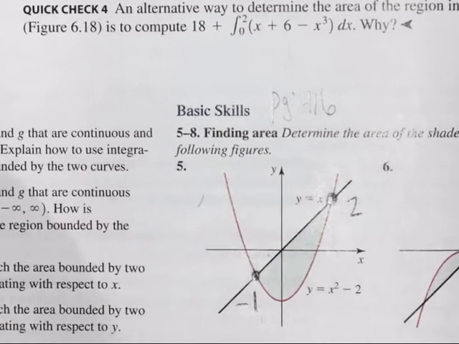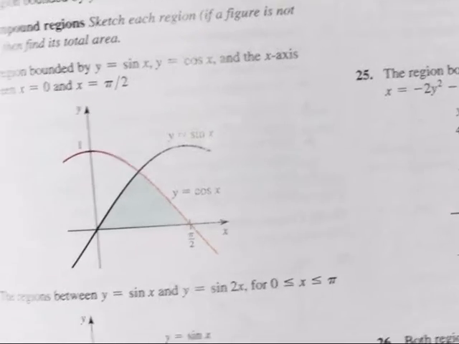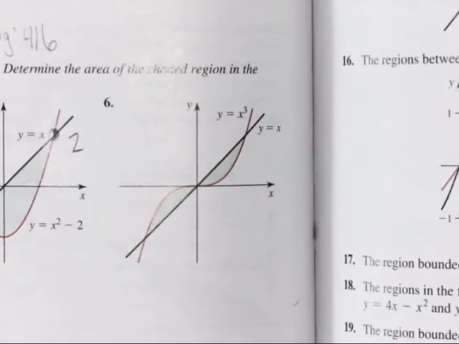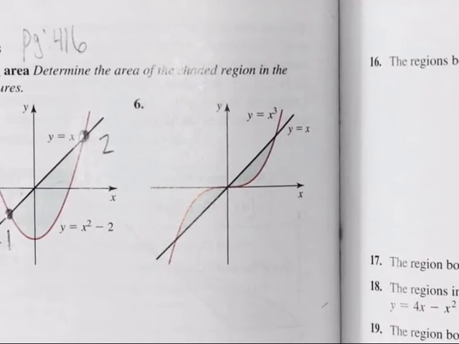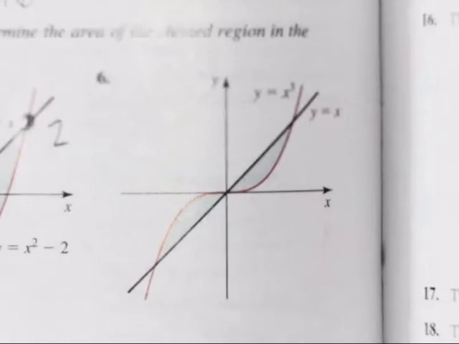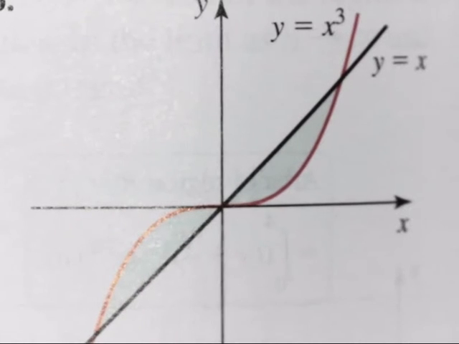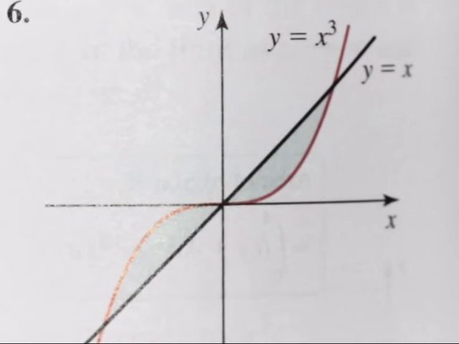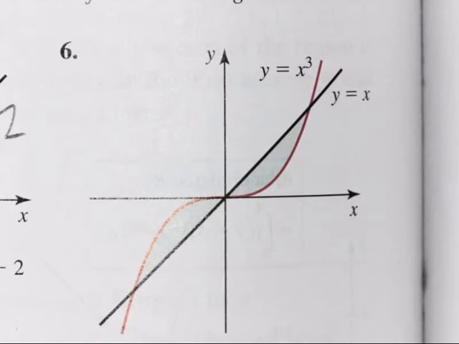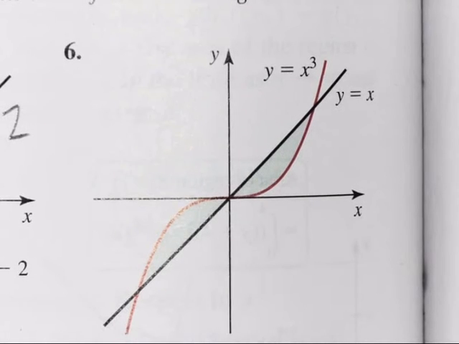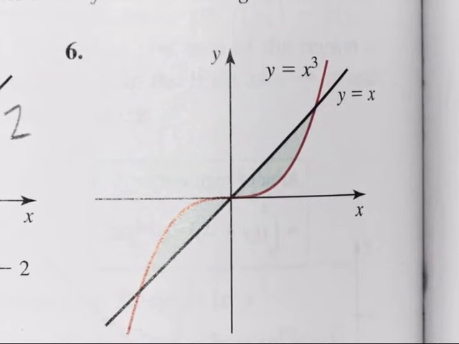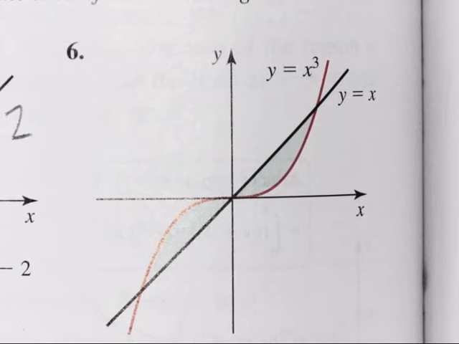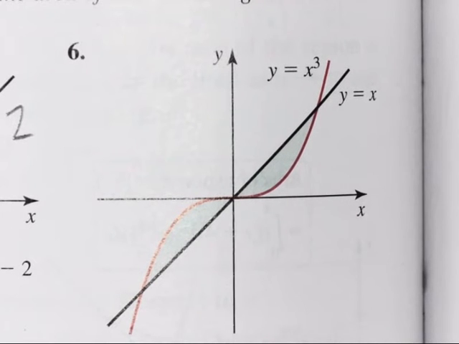So that's one example. Let's actually take a look at the one right beside 5, which is number 6. Okay, and this one is slightly different. I'm still on page 416. All right. So we've got two curves, and we want to find the area of both of these regions here.